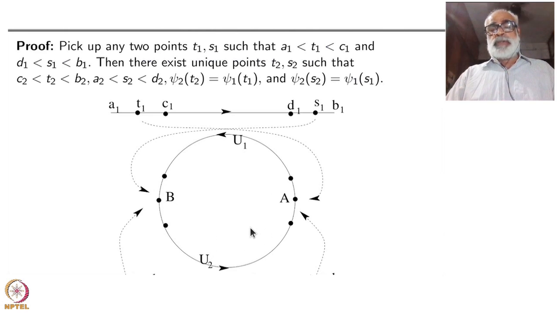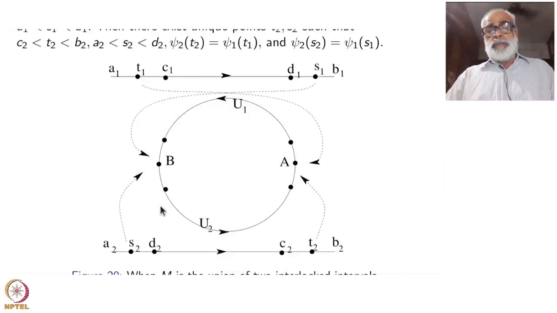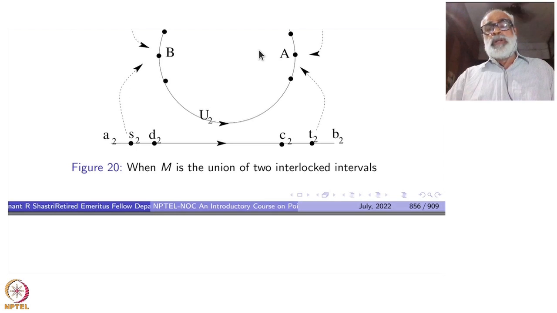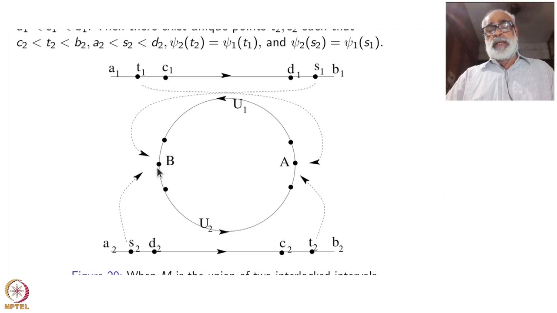Not only that, once you have that, there is nothing else. M is a connected manifold, so it has to be the whole of this one. This is what we have to see. So pick up any points T1, S1 as shown here, namely A1 less than T1 less than C1 and D1 less than S1 less than B1. Then there exist unique points T2 and S2. What are they? Look at the image of S1 here, and that is the image of something here, because this is a homeomorphism. So there is a unique S2 here, which comes to that one.